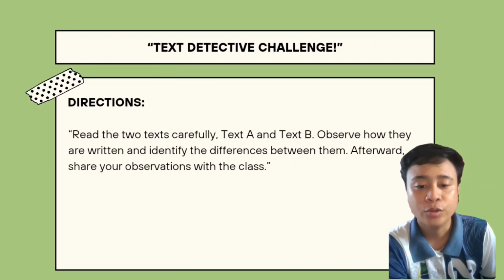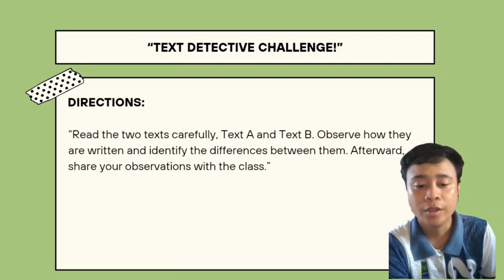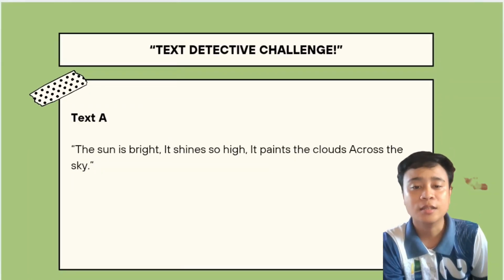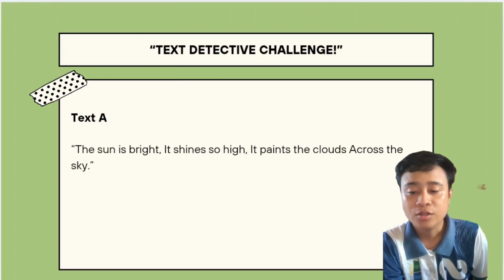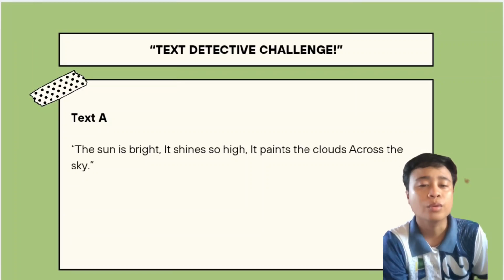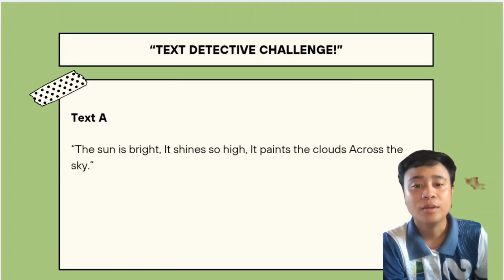Read the two texts carefully, text A and text B. Observe how they are written and identify the difference between them. Afterward, share your observations in here. Maybe text A, it says that the sun is bright. It shines so high. It paints the clouds across the sky. Ooh, what do you think about this text? What do you feel about it?